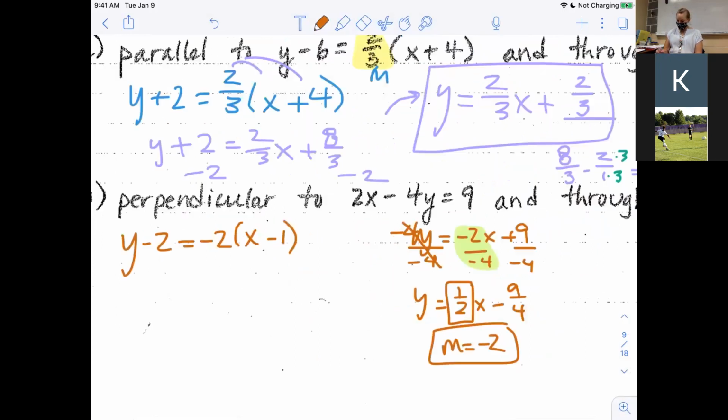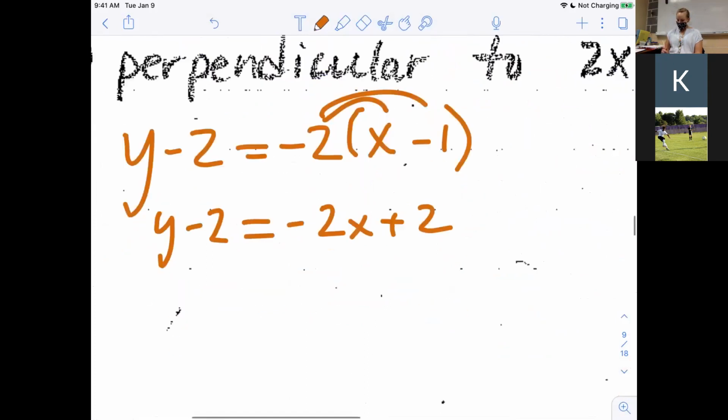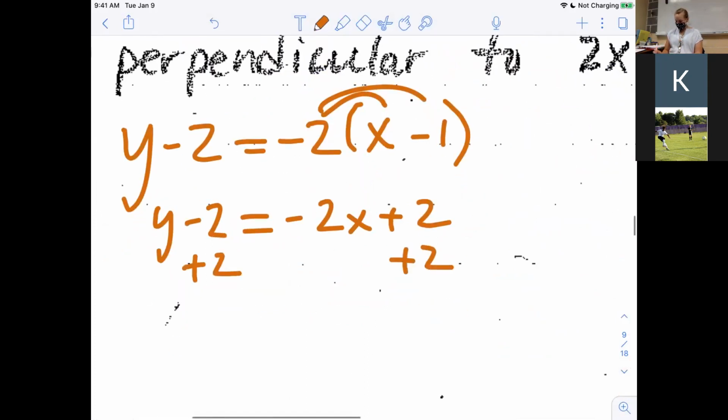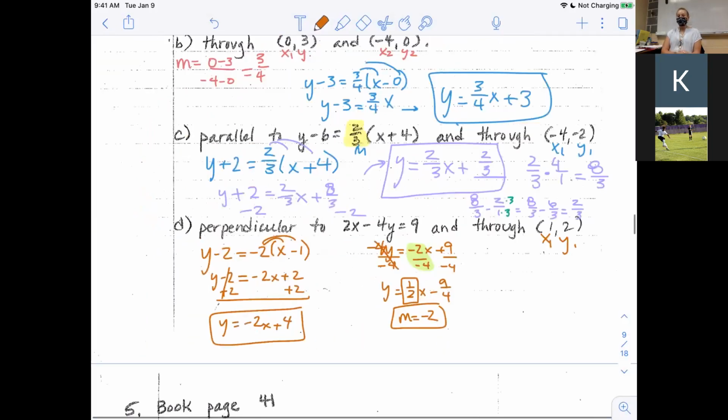And then distribute. Y minus 2 equals -2x plus 2. Add 2 to both sides. Y equals -2x plus 4. How are we doing with that?